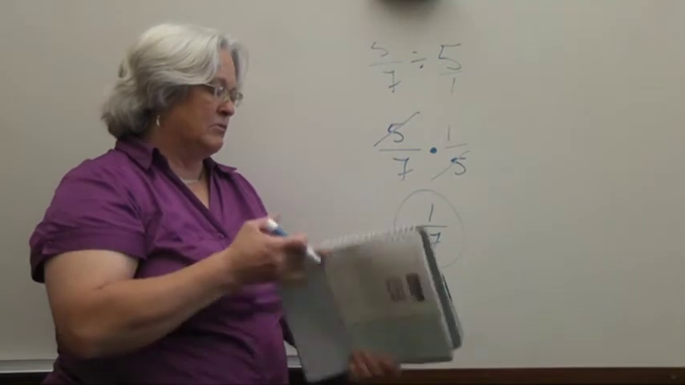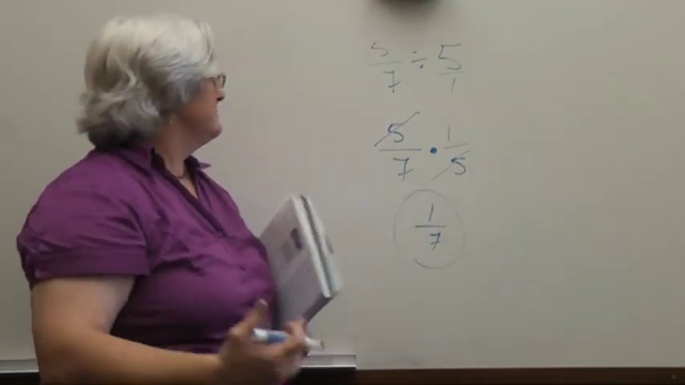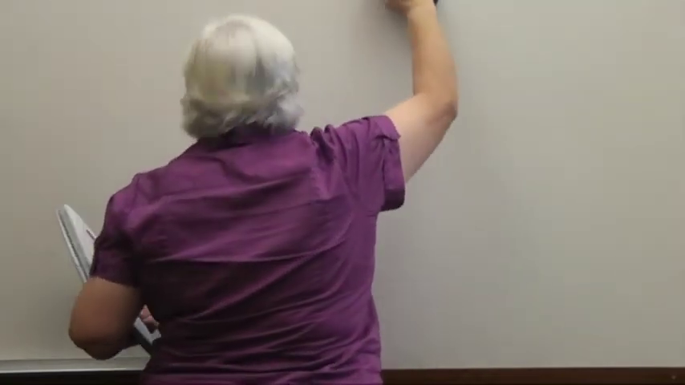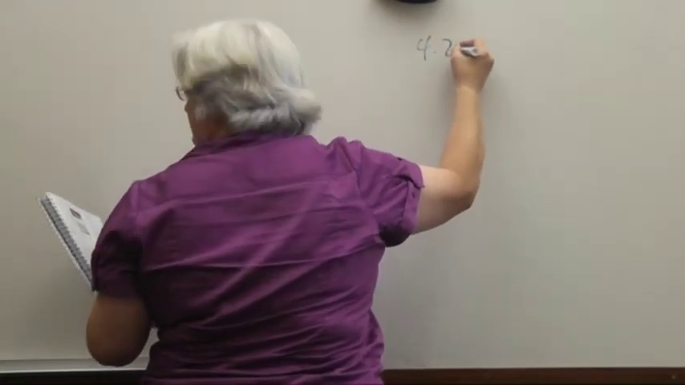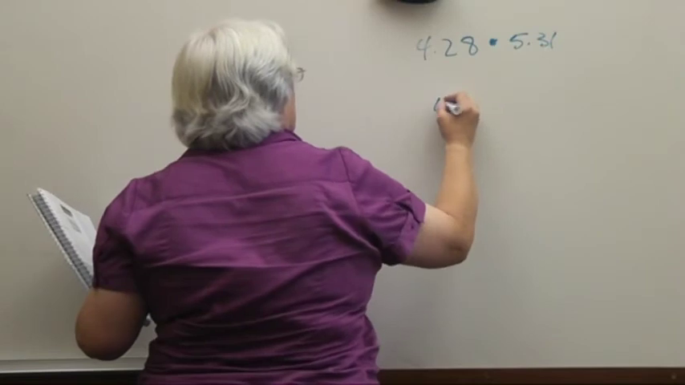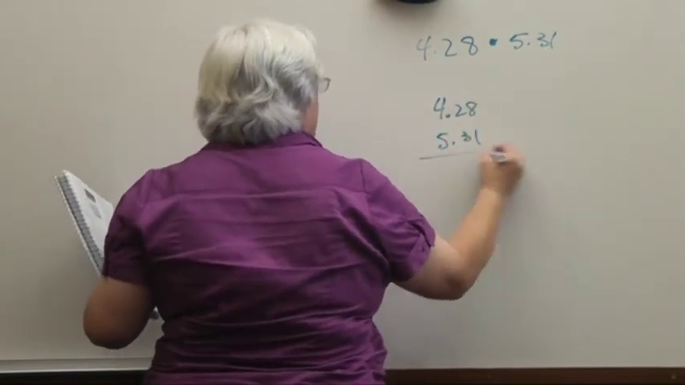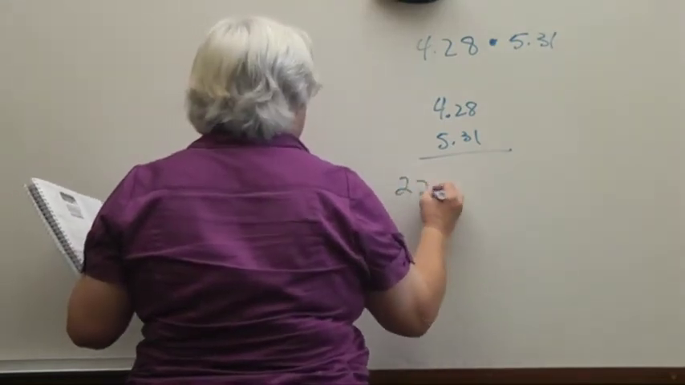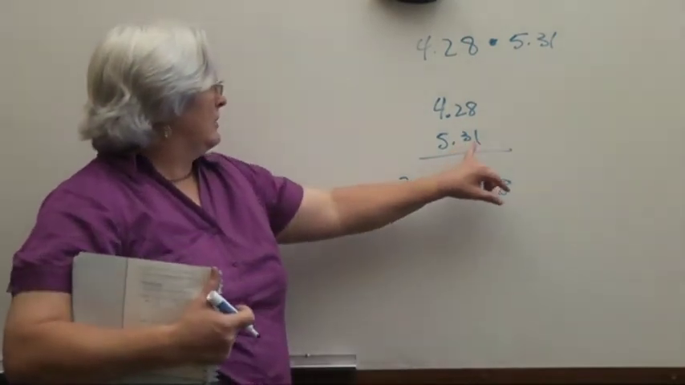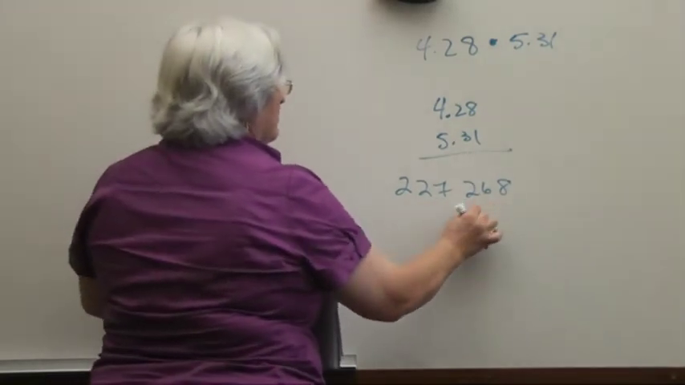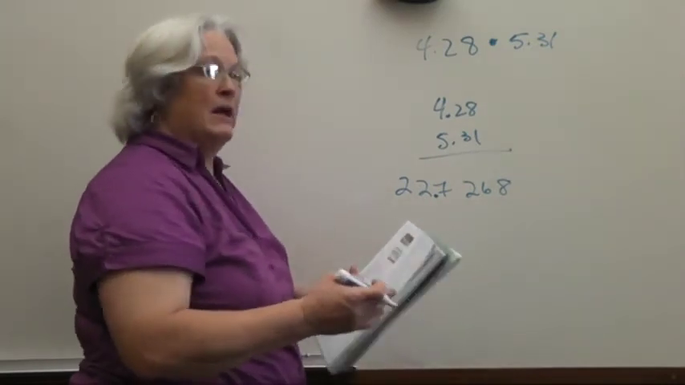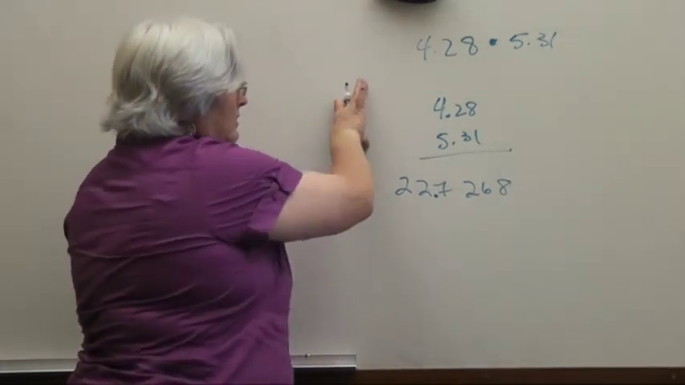Then they have some review of multiplying decimals. What do you do when you multiply decimals? You multiply the numbers and you add up the number of spaces past the decimal point. 4.28 times 5.31, you do that multiplication and you end up with 227268. And what's the location of the decimal point? How many places do you have? 1, 2, 3, 4. So you need to have 4 spaces after the decimal point when you multiply.